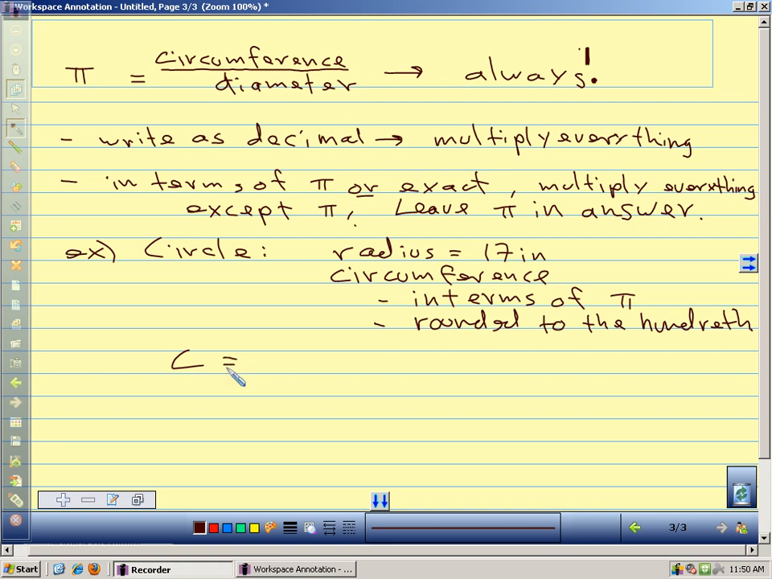Circumference equals pi times diameter, or 2 pi r. Either one will give us the same answer. So if our radius is 17, multiply 17 by 2. So the diameter equals 17 times 2, which is what? 34, and that's going to be in inches.